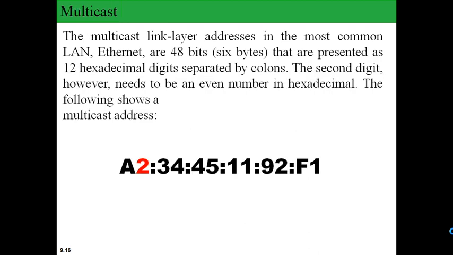Multicast address. Some link layer protocols define multicast addresses. Multicasting means one-to-many communication. The multicast link layer addresses in the most common LAN, Ethernet, are 48 bits represented as 12 hexadecimal digits separated by colons. The second digit, however, needs to be an odd number in hexadecimal.